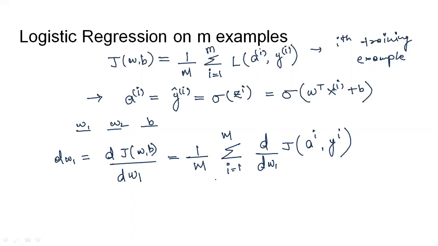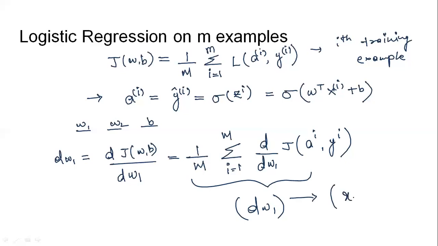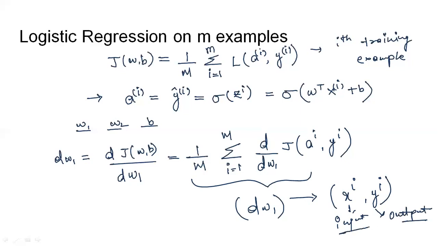So this I would term as dw1. This notation we have already studied earlier, and it corresponds to the ith training example. The ith training example can be represented as xi comma yi, where x is the input features and y is the output. So you are all clear about the notations and what we have written in this slide.